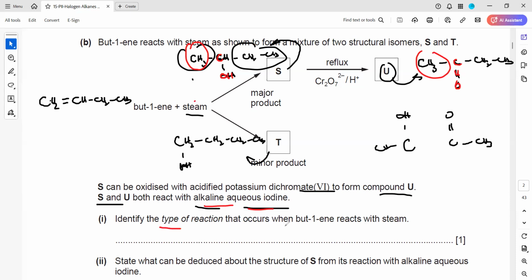Identify the type of reaction that occurs when butene reacts with steam. What do we call this type of reaction when an alkene reacts with steam? It is an electrophilic addition reaction. Addition is the main thing because it's the type, but in full, we can say it is an electrophilic addition reaction.